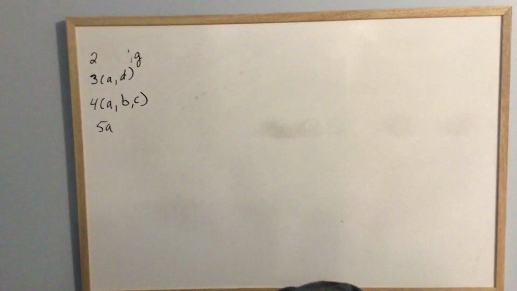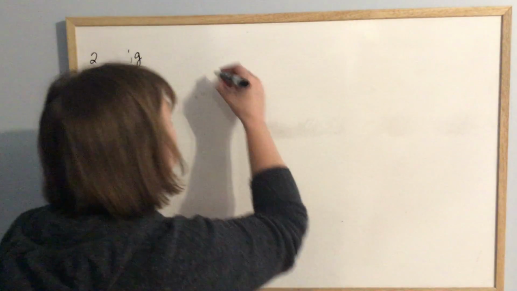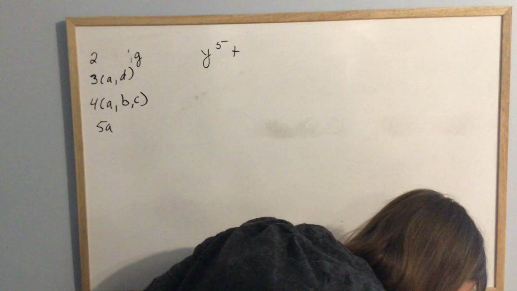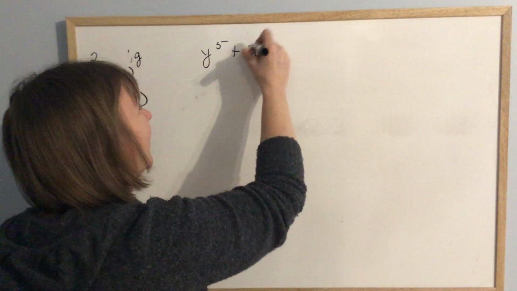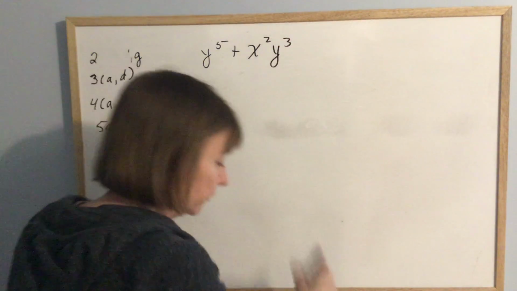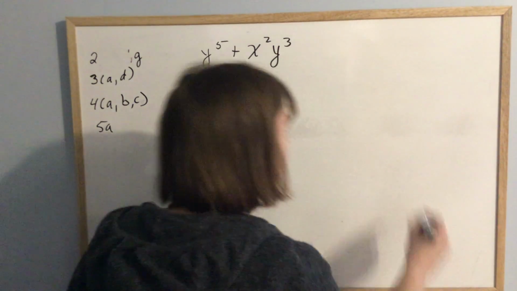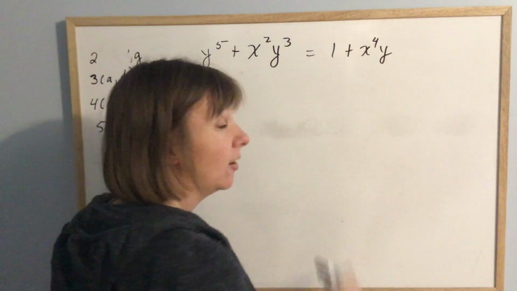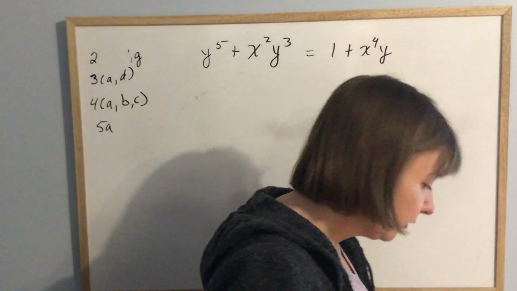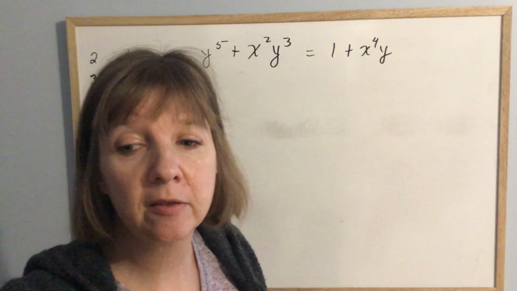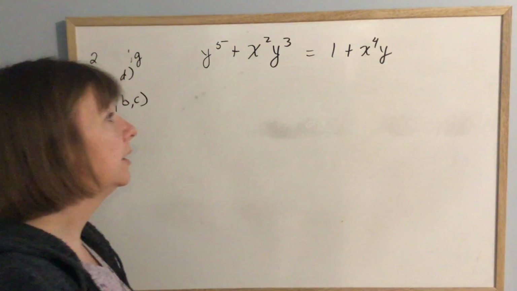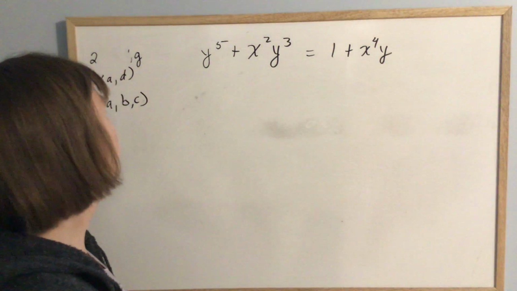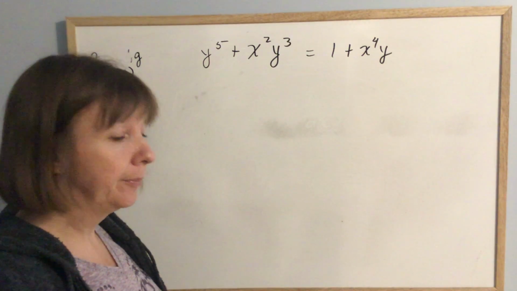G is y to the 5th plus x squared y cubed, and that's the part that makes it awful, equals 1 plus x to the 4th y. That also makes it awful. So there's actually a lot going on in this, even though this doesn't look like it should be a really confusing question. It is. So if you did not get 2g, I know why.